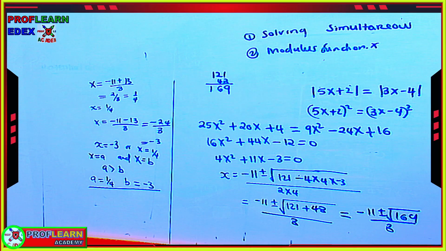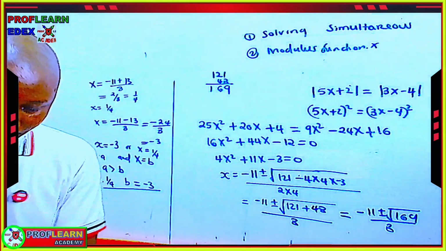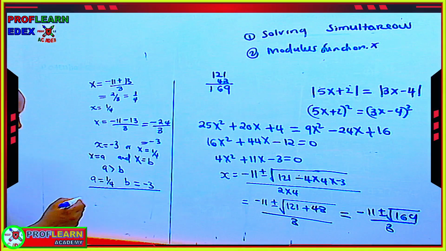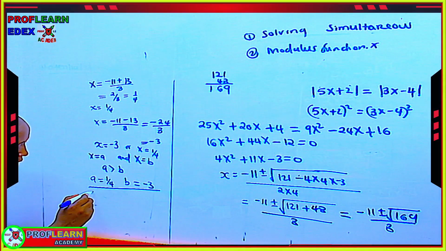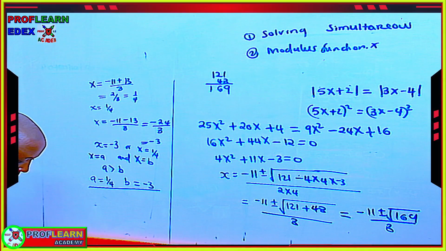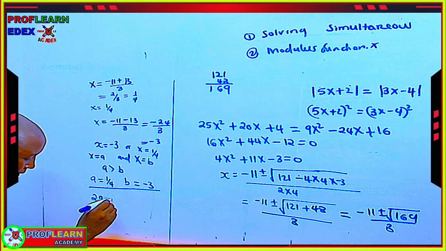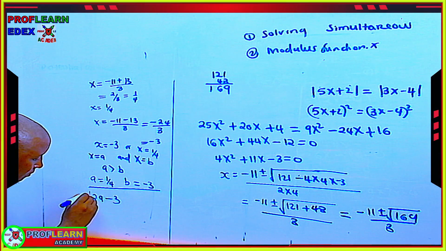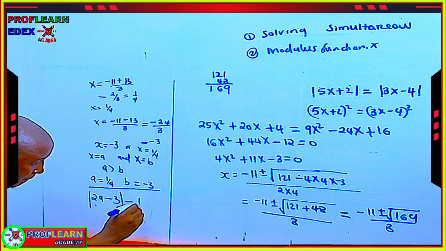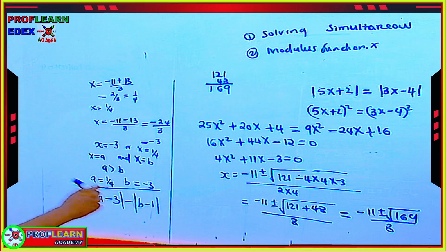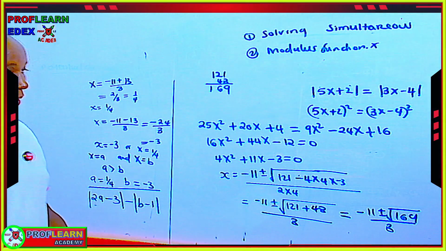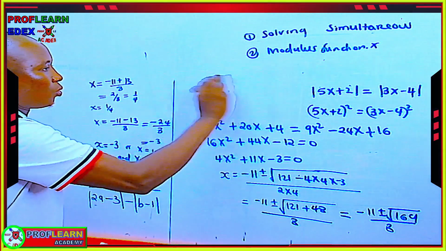So at that point of time, after getting the solution here, you are supposed to find the modulus of (2a minus 3) modulus minus (b minus 1) modulus. This is what you are supposed to find. What will that be?